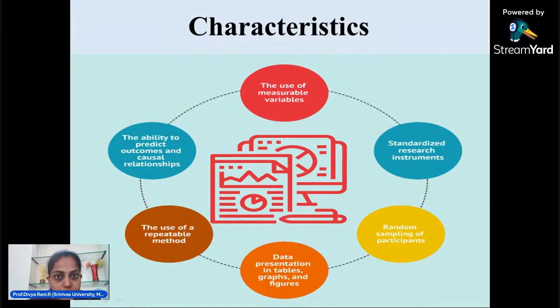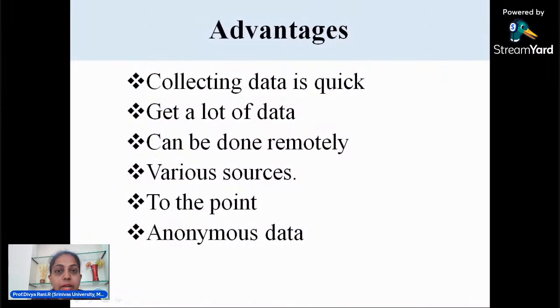Next slide, please. Next is the advantage. So what is the advantage of this kind of research? Collecting data is quick because everything is planned, isn't it? And you know that usually in this kind of research, the questions will be in yes or no form.